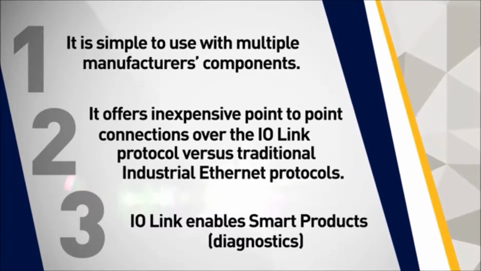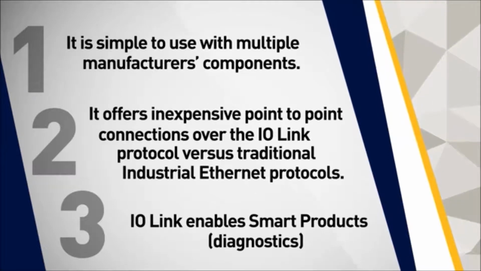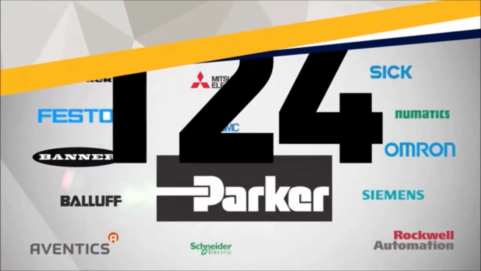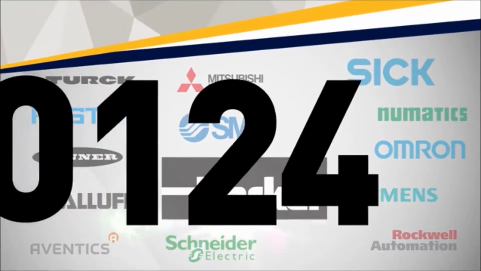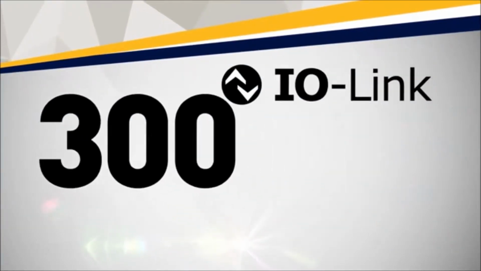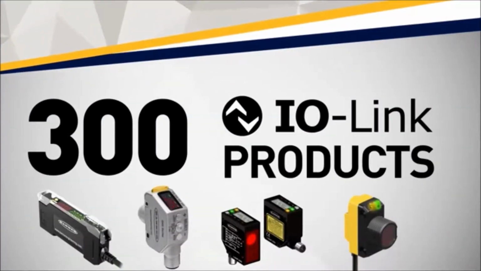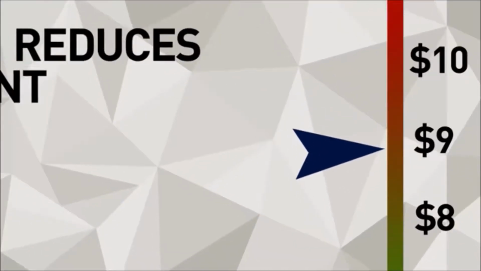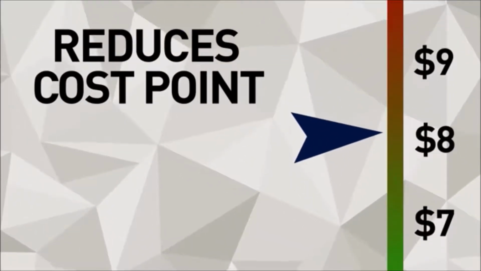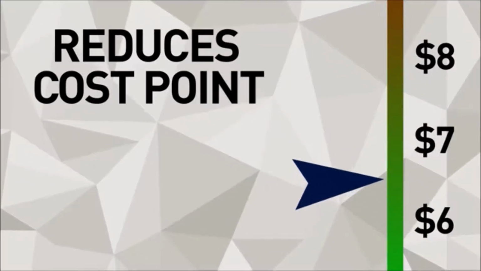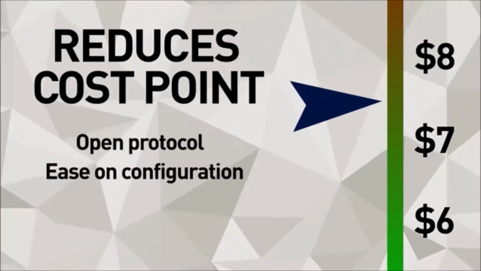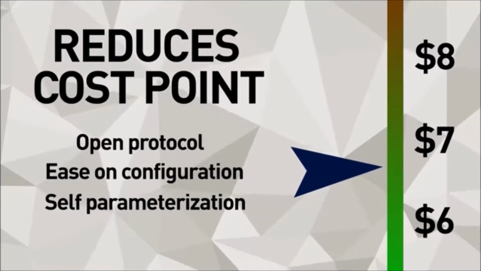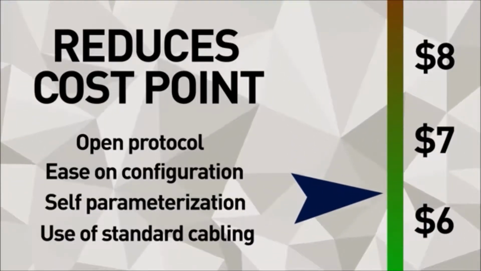I/O Link enables smart products and diagnostics. There are 124 companies active in the I/O Link community. There are over 300 I/O Link products available in the market today, primarily sensors. I/O Link reduces the average I/O cost point from $8 to $10 to $6 to $8 via its open protocol, ease of configuration, self-parameterization, and the use of standard cabling.